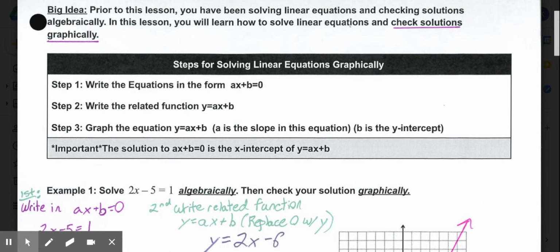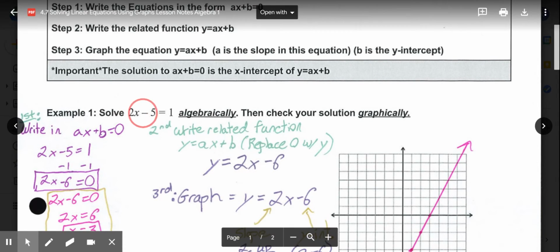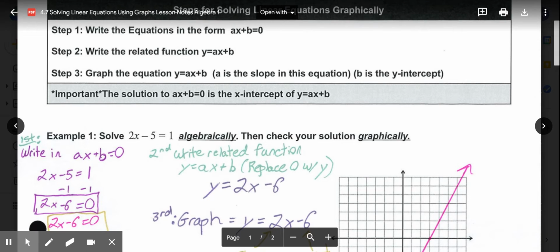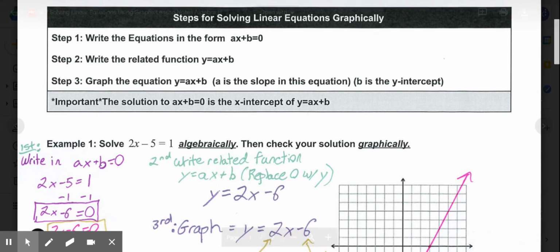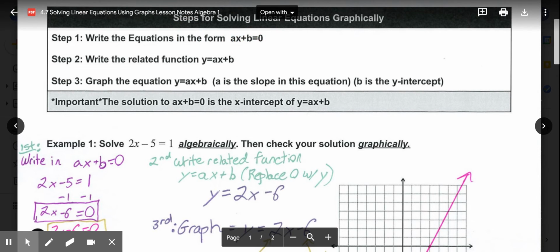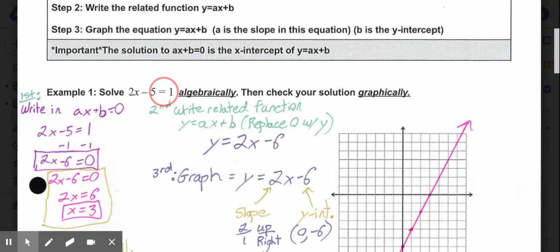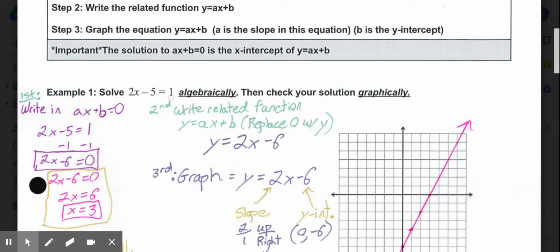So let's look at these three steps and apply them. Example 1 asks us to solve this algebraically and then check the solution graphically. So we're going to follow our three steps here as well. The first thing we want to do, no matter what, is put it in this ax plus b equals 0 form. So if our original equation is 2x minus 5 equals 1, the 2x is already the ax. The plus b, well, we have the minus 5, but it doesn't equal 0, it equals 1.